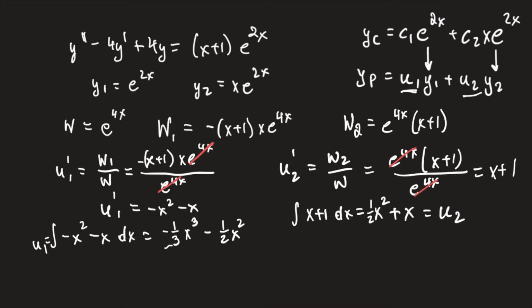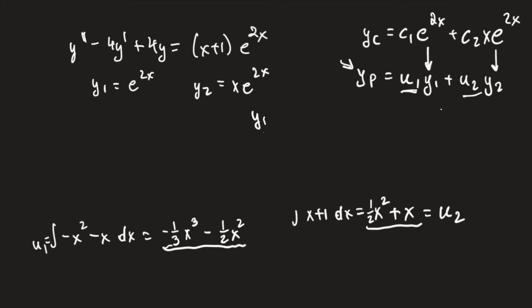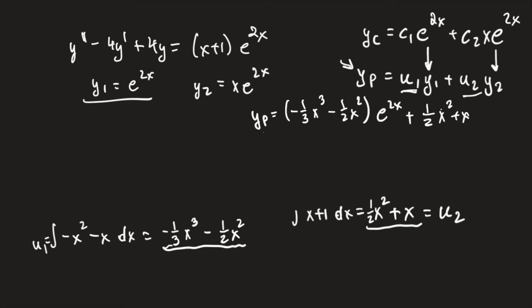So now that I have u sub 1, which is this, and u sub 2, which is this, I can go ahead and plug it into my y sub p, which gives us y sub p is equal to u sub 1, which is negative 1/3 x cubed minus 1/2 x squared, times y sub 1, which was this function here, which is e to the 2x, plus u sub 2, which is 1/2 x squared plus x, times y sub 2, which is x e to the 2x. Now we're going to simplify.